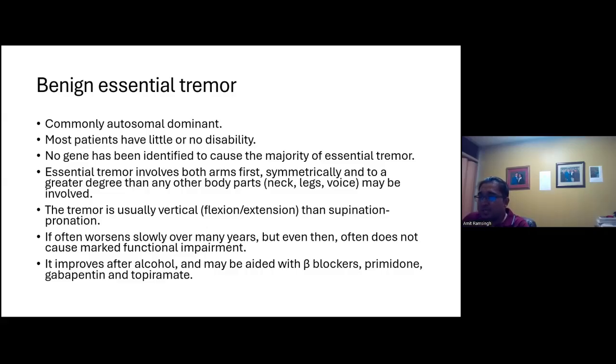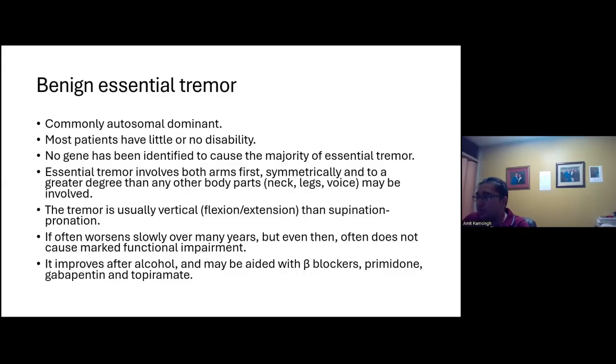The tremor is usually vertical, that of a flexion extension type of tremor, as opposed to a supination, pronation type tremor, which we see in Parkinson's disease, or that pill rolling tremor. So usually more flexion extension, and it usually worsens over years. But it rarely causes marked functional impairments. And one key feature is that it usually improves after alcohol, but it could also be aided with beta blockers, primidone, gabapentin, or topiramate.